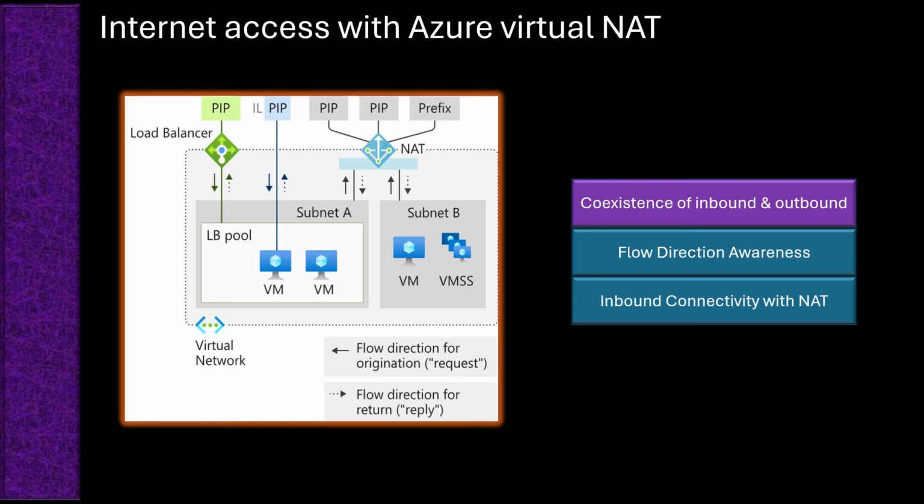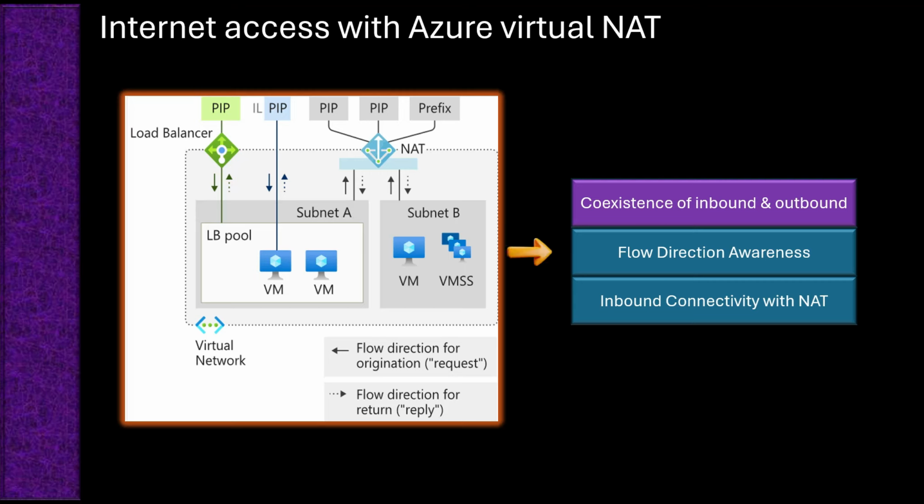Azure Virtual NAT is primarily designed to manage outbound internet connectivity for resources in a virtual network. However, it's compatible with other Azure features like a standard SKU load balancer and public IP addresses, which enables a seamless coexistence of both inbound and outbound connections within the same subnet. Let's unpack how inbound and outbound coexist in Azure Virtual NAT.